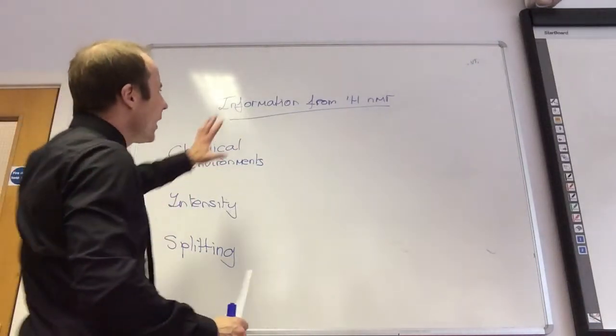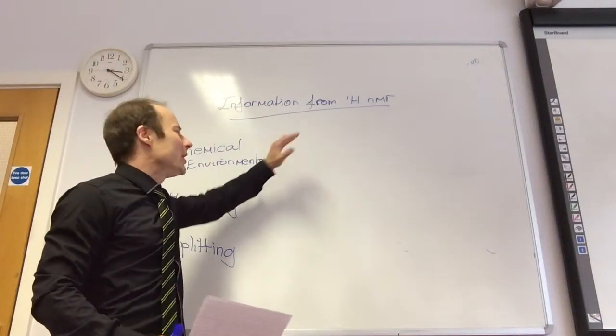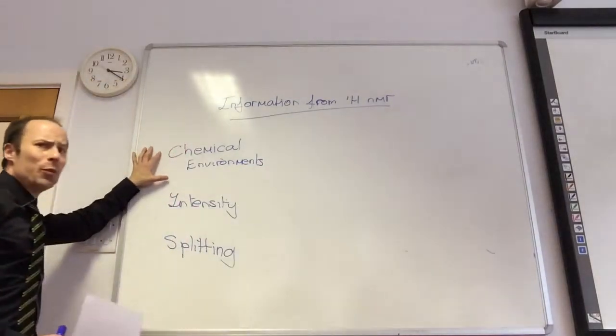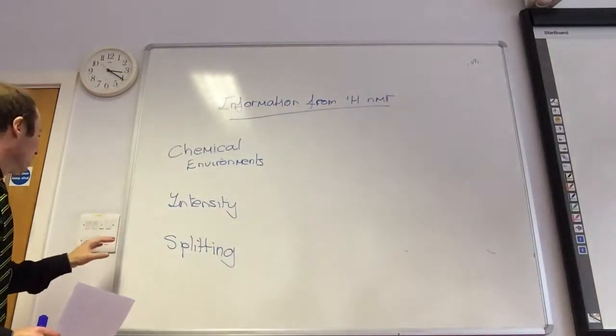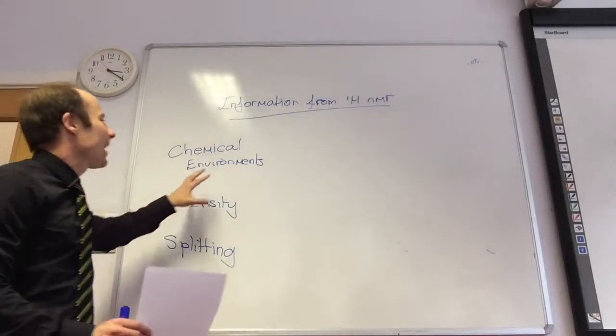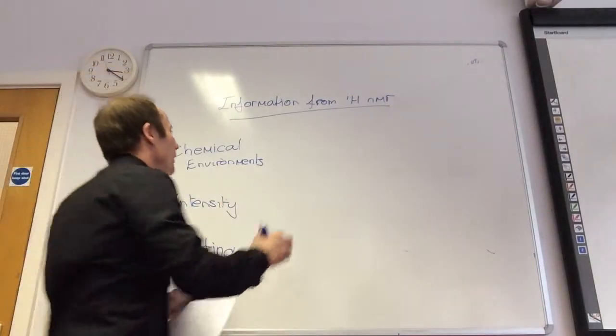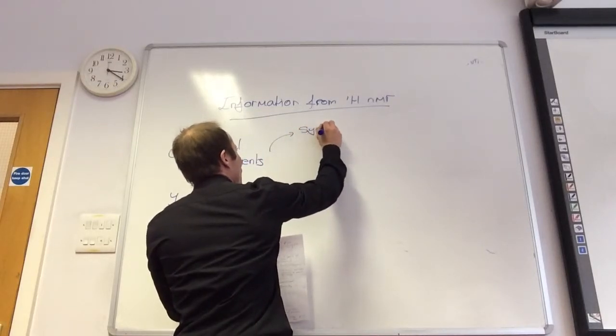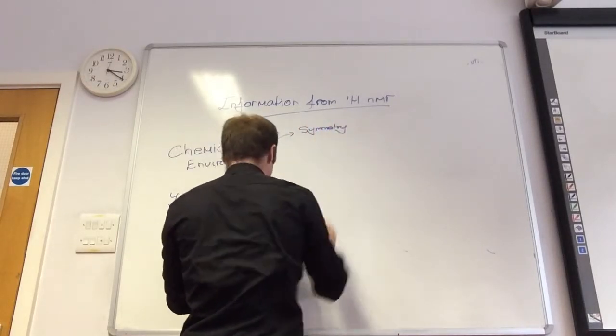So from hydrogen NMR only, we know that there are three pieces of information we can get. The first one, which you always look at, is the chemical environment. Now, the key thing to look for is any symmetry in the molecule.